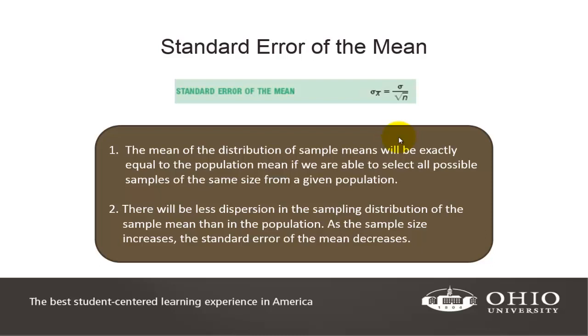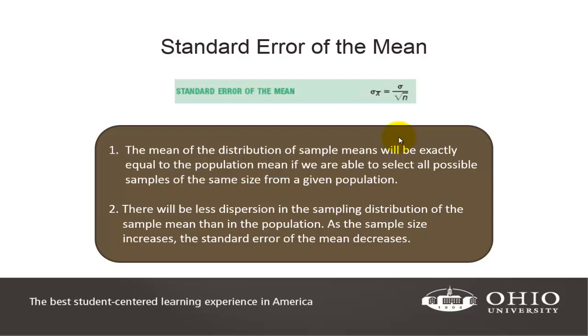One is that the mean of the distribution of sample means will always be exactly equal to the population mean if we select all possible samples of the same size from that population. We have to take them all.